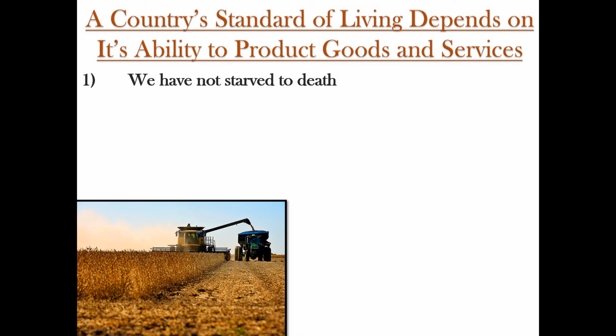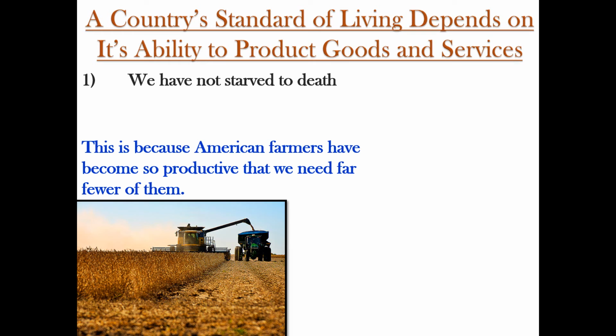Number one, we have not starved to death. In fact, we produce more food today with fewer farmers than we did 100 years ago when we had half the population farming. The reason fundamentally is because American farmers are so much more productive that we don't need half the country farming. We can produce far more food with less because of technology and machinery and human capital and so on, those things we talked about. And so food production has not been an issue, even though fewer people are farming.